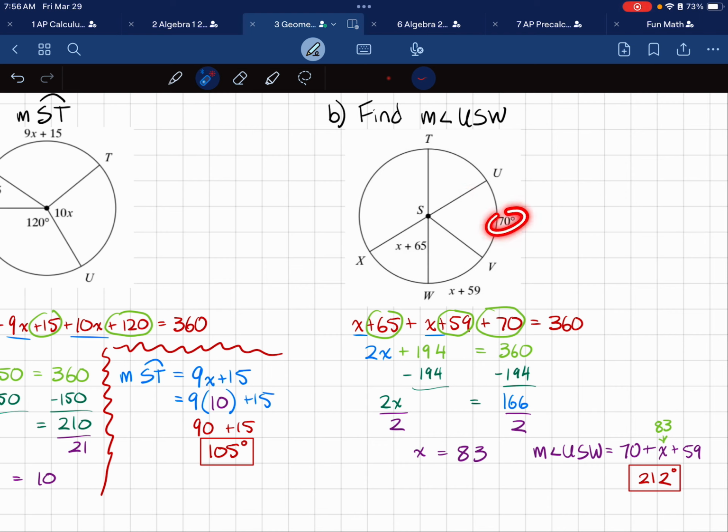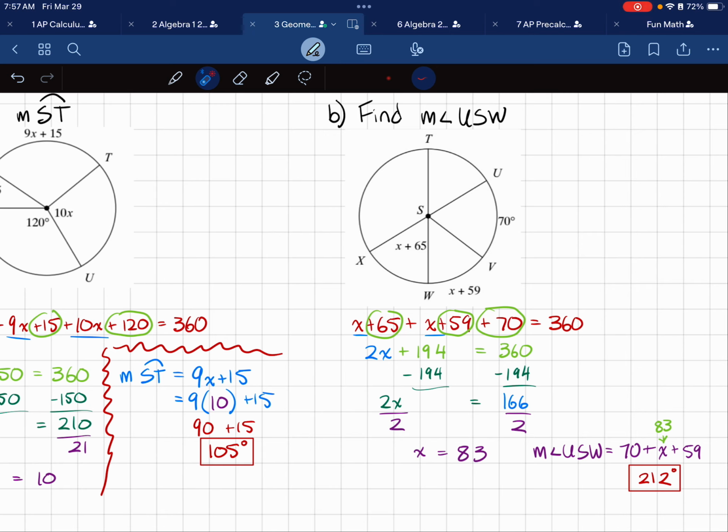I'm seeing that 70 plus 59 is definitely 129, which is way too big. So maybe these numbers are off. Maybe x should have been negative. If x was negative, that would have accounted for going too far for an angle and then coming back a little bit. So did I make a mistake with my negatives? Let's see. Checking my work. 65, 59, 70. I add those all together and I say, those are my x's. Those should, I see my mistake.